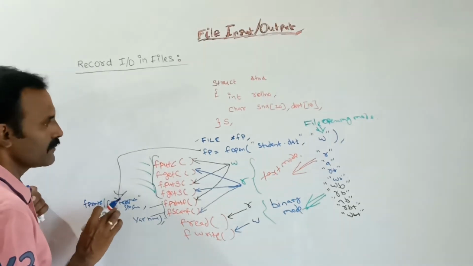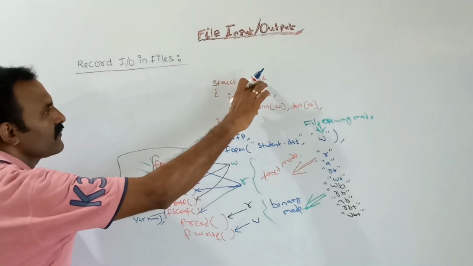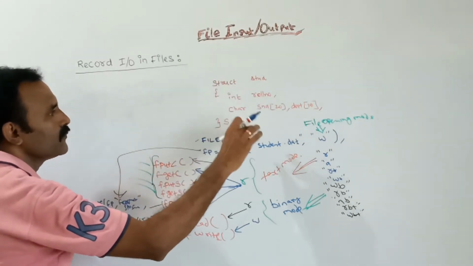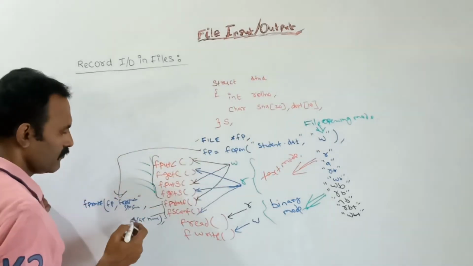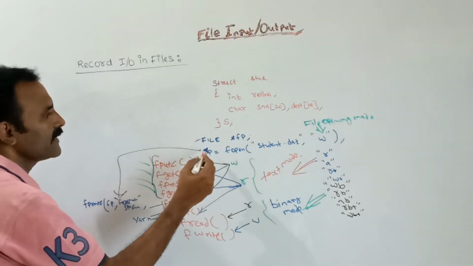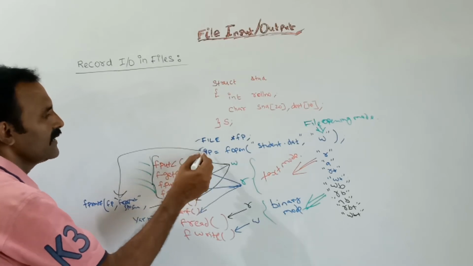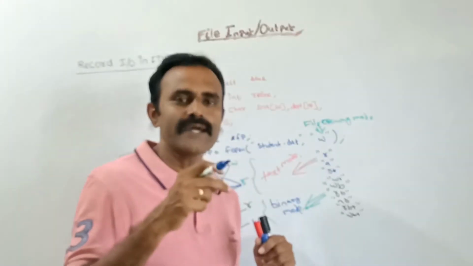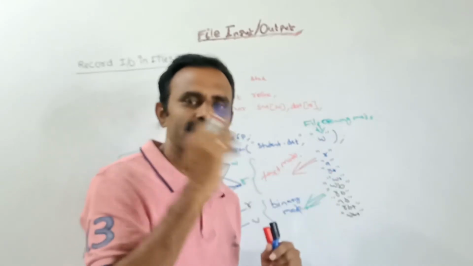Now let us see a simple example. Suppose we are getting the input for roll number, name and department. After getting the input, if we need to store it to the file, then after declaring the file pointer and opening the file, the next step is to give the input. There are different kinds of input functions. We can use any one input function and give the input.